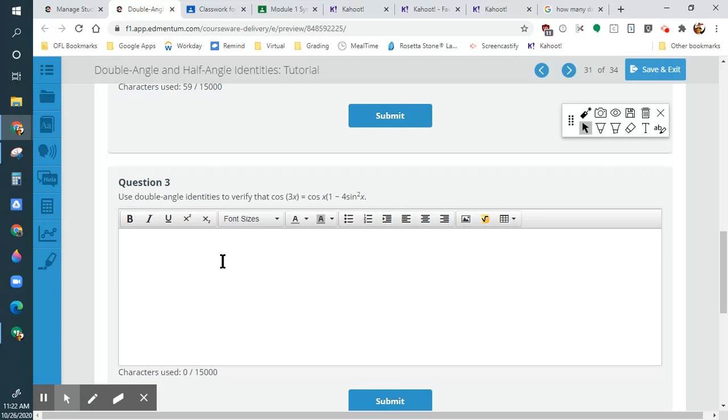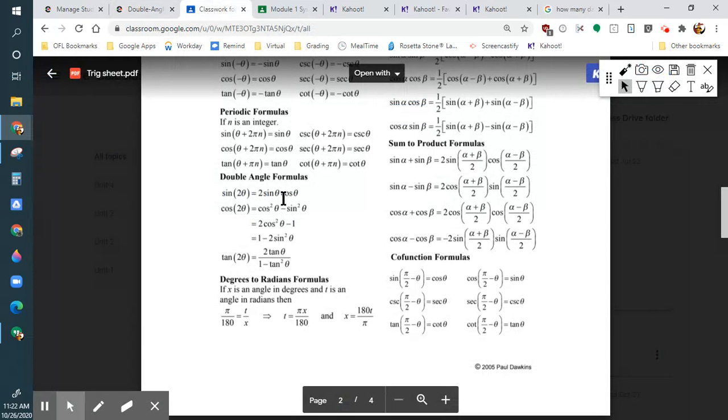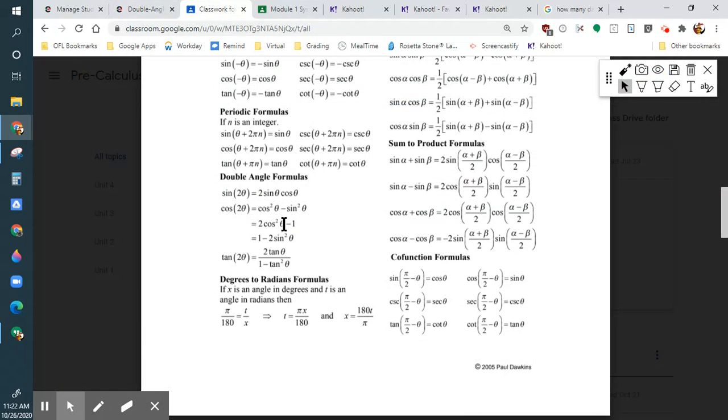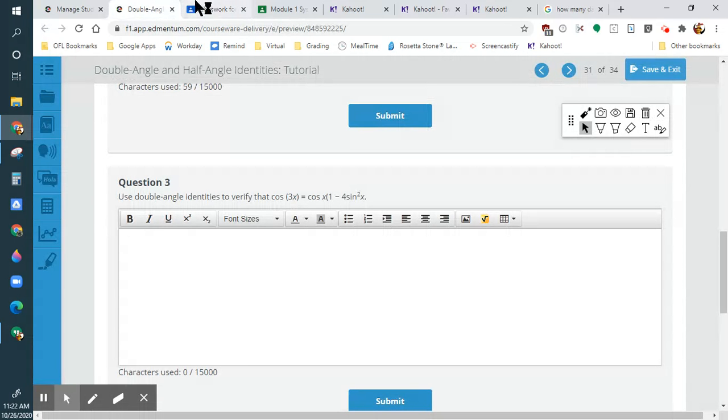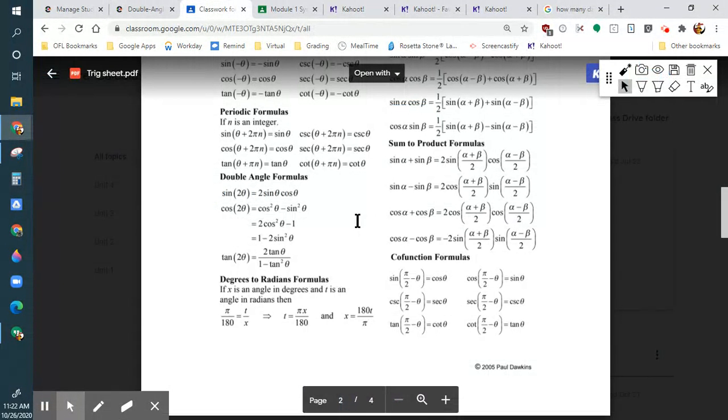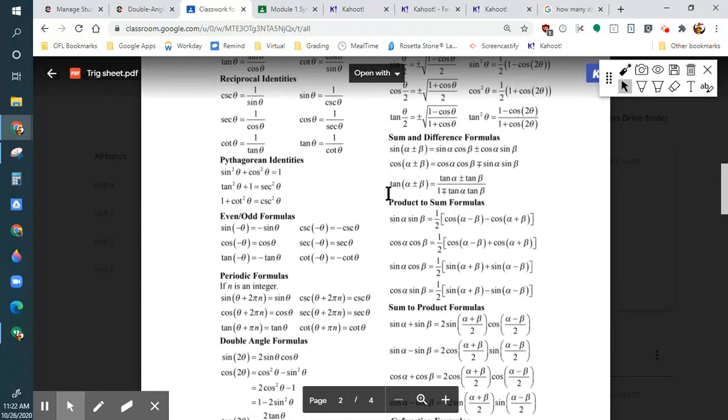So this next one, they want us to use the double angle identities to verify this. Is that supposed to be a 2? How do we use double angle identities if that's a 3? Give me a second, guys. Are they being crazy? Cosine theta. The only thing, and I don't want to get out of the line and go all crazy here again.